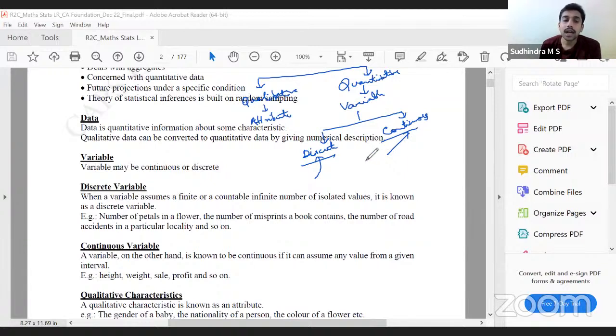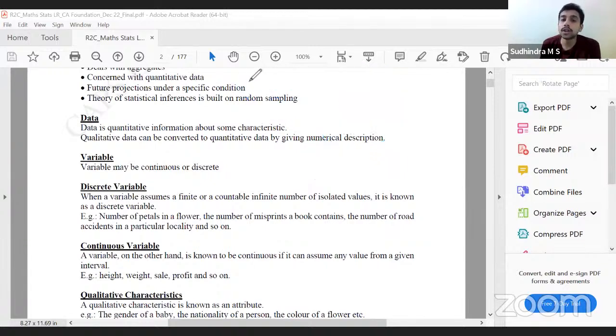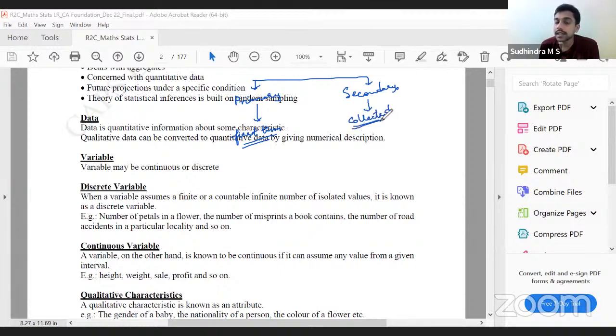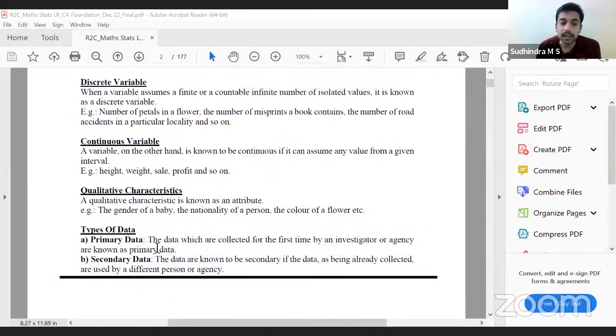Apart from that, we also had another classification: one, primary data, and the other, secondary data. What was primary data? When we collected first-hand, data collected for the first time, fresh data, that is called primary data. However, if we use data already collected, then that is secondary data. That's the second category, primary data and secondary data.